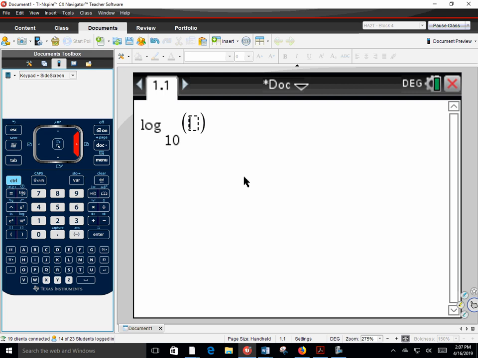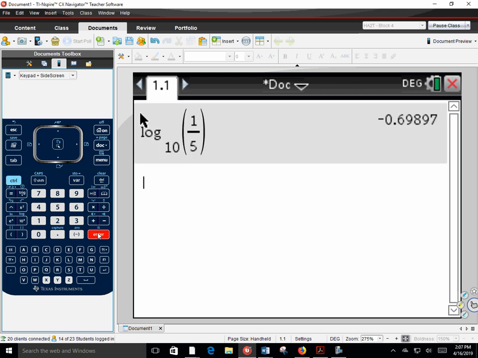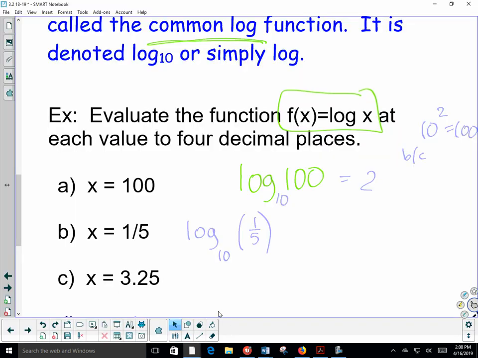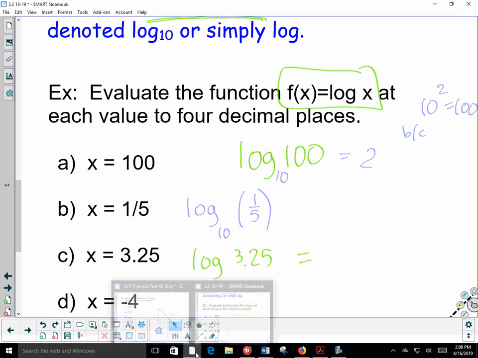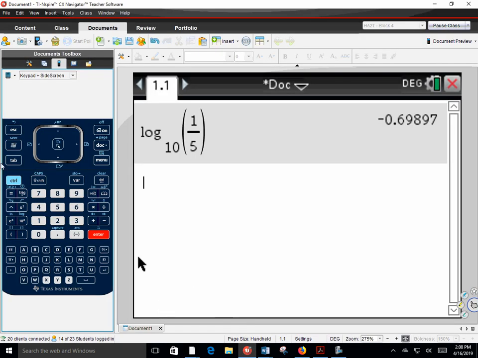All right, so log to the base 10 of 1/5. I'm getting, what am I getting? I'm getting like negative 0.69897. Does that look right? Yeah. All right, awesome. And what about 3.25? I want log 3.25. Can you do that, please? This is saying 10 raised to what power gives me 3.25. So I'm doing log, base 10. Did you get 0.511883, okay.